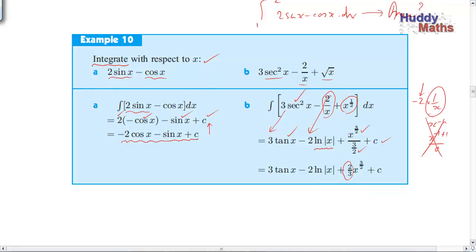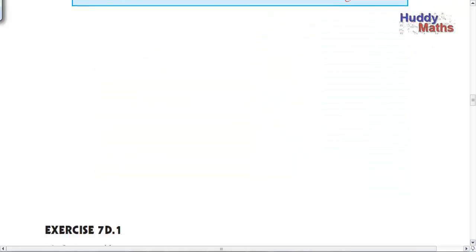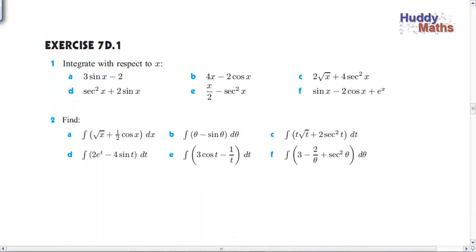Do you get it? Just got to go forwards and backwards. Just be watchful now in tests and stuff. Which way are you going? So 7D1, you need to do all of these to get the process, and I think the setting out is important. The setting out.